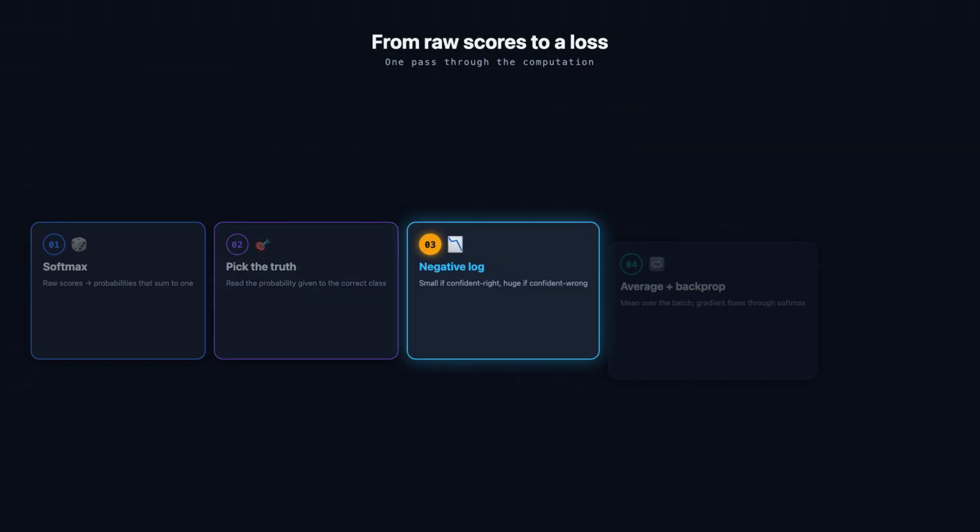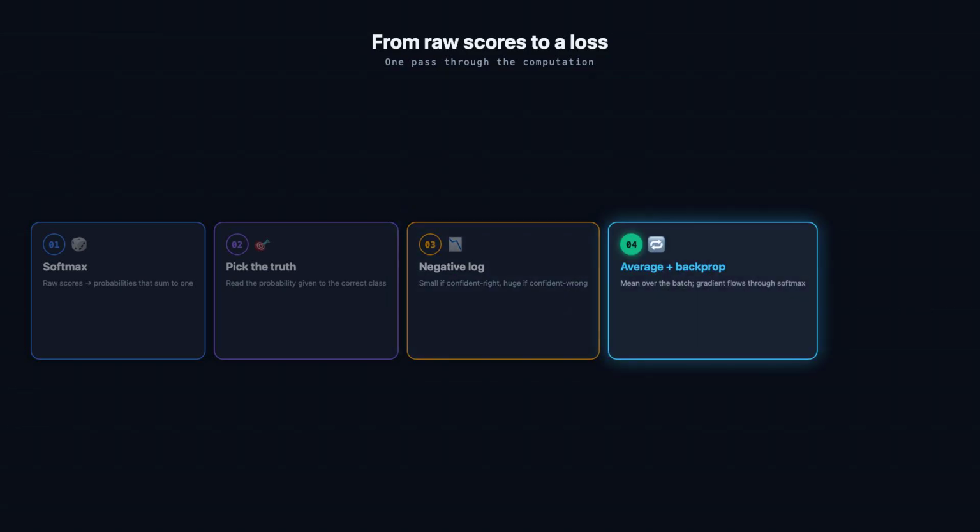Here is the clever part. We take the negative logarithm of that probability. If the model put 99% on the truth, the loss is tiny. But if it confidently put 1% there, the log blows up and the loss is huge, which is why confident wrong answers get punished so hard. Finally, we average that loss across the whole batch and backpropagate it. The gradient flows back through softmax, and because those two pair together, the math simplifies beautifully. Minimize this over and over, and the model learns to be both correct and honestly calibrated.